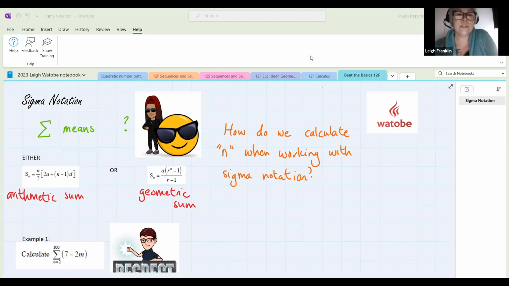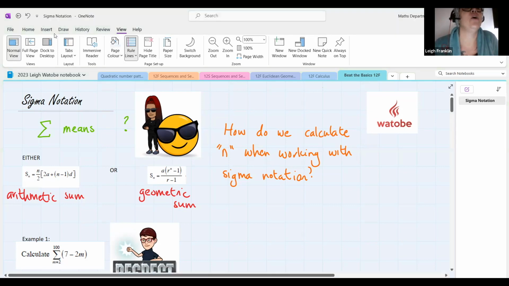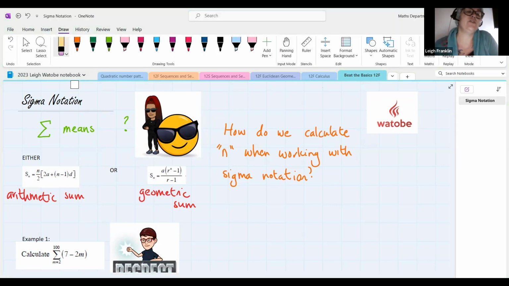So what I wanted to speak about today specifically was sigma notation, because I know that this is something that often throws us. When we see the sigma symbol, which I've written here in green, what is that an instruction to do? When we see this funny E-shaped thing, what are they telling us we need to do? What does it mean to us? What does this symbol represent?